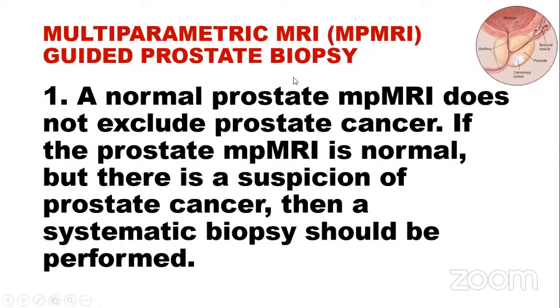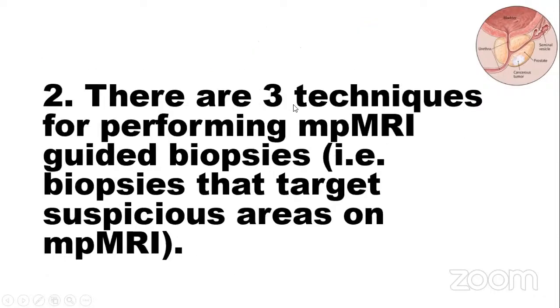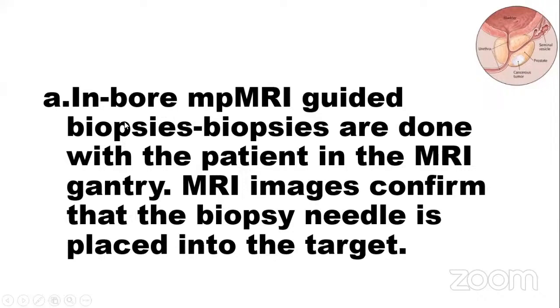Multiparametric MRI guided prostate biopsy. A normal prostate multiparametric MRI does not exclude prostate cancer. If the prostate multiparametric MRI is normal, but there is suspicion of prostate cancer, then systematic biopsy should be performed. There are three techniques for performing multiparametric MRI guided biopsy, I mean, biopsies that target a suspicious area on the multiparametric MRI.